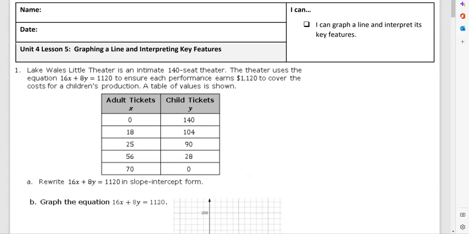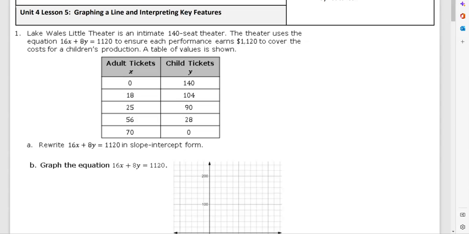So today we are going to graph lines and interpret our key features. First example, Little Whales Little Theater is an intimate 140-seat theater. The theater uses the equation 16x plus 8y equals 1,120 to ensure that each performance earns $1,120 to cover the costs for a children's production.